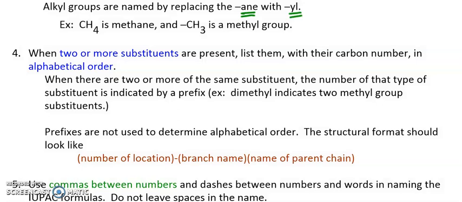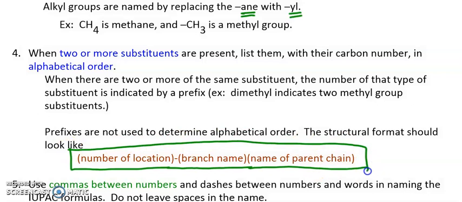So di for 2, tri for 3, tetra for 4, same ones we did in our shapes. Prefixes though are not for alphabetical order. So let's see, dimethyl would not go before ethyl. All right, and then the order is always your number of your location, and then a dash, your branch name, and then the name of your parent chain.